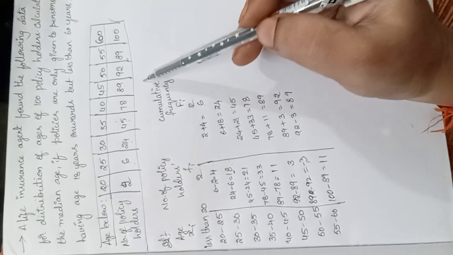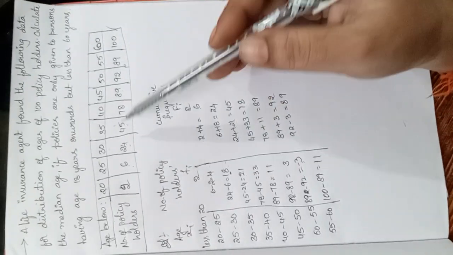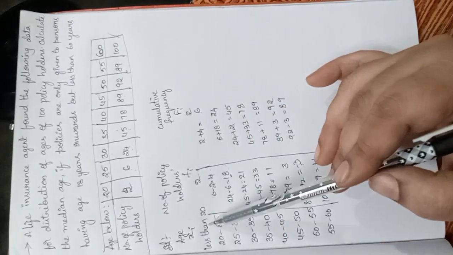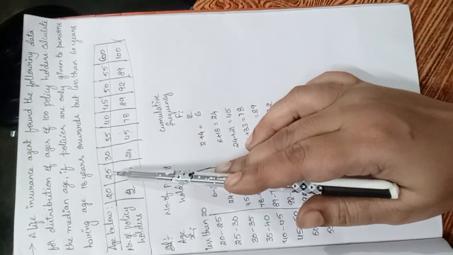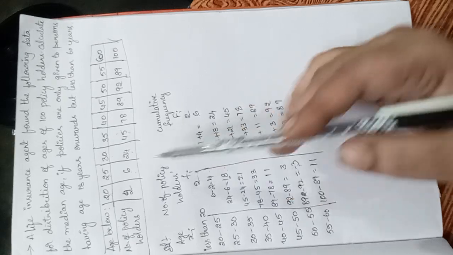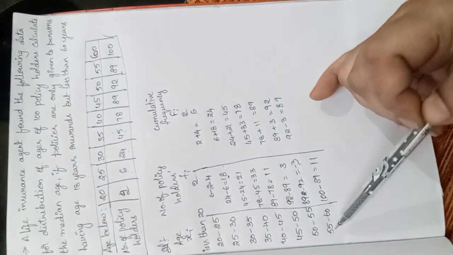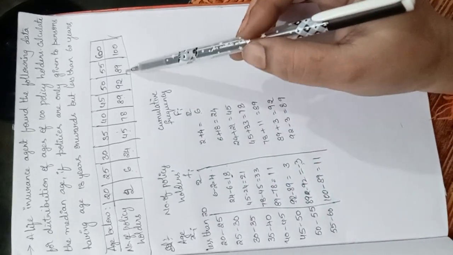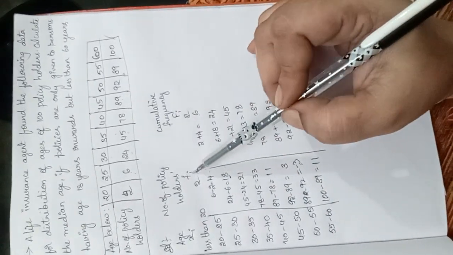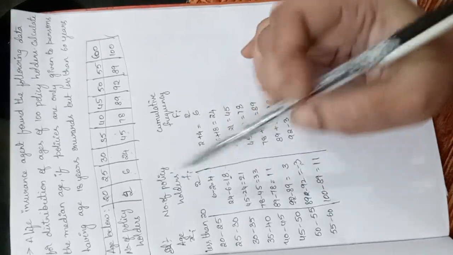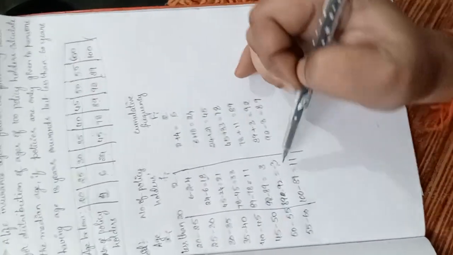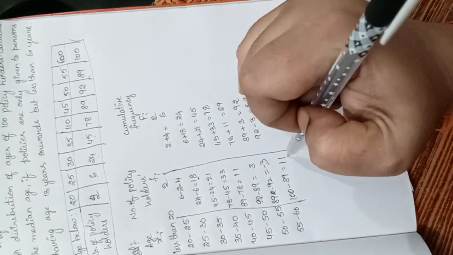This is a less than cumulative frequency table. We have to find from this. So first one is less than 20, next 20 to 25, 25 to 30, 30 to 35, like that we have to take for the age, which is nothing but xi. Next, the number of policy holders must be taken as a frequency, that is fi. So first will come the same, but we have to subtract and you will get these values.